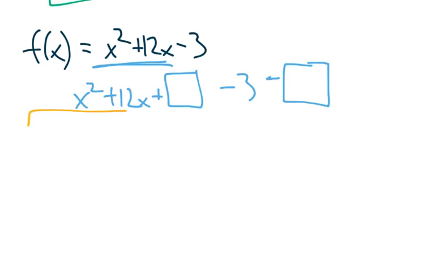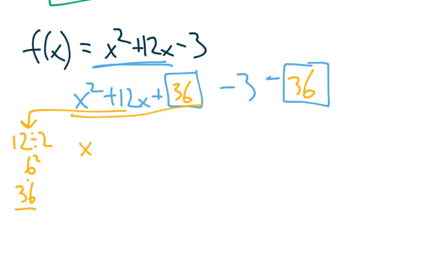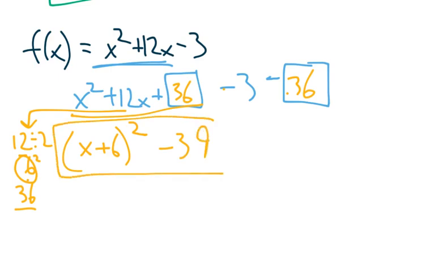All right, off to the side here, I'm going to do a little work. I'm going to take 12, I'm going to divide it by 2. That gives me 6. I'm going to square 6. That gives me 36. 36 is what's going to go in my boxes. 36, 36. Now, for this part, I'll get x plus just that number right there. It's always going to be that number. So that's going to be 6, quantity squared, minus 3 minus 36 is minus 39. And I've rewritten it in vertex form.